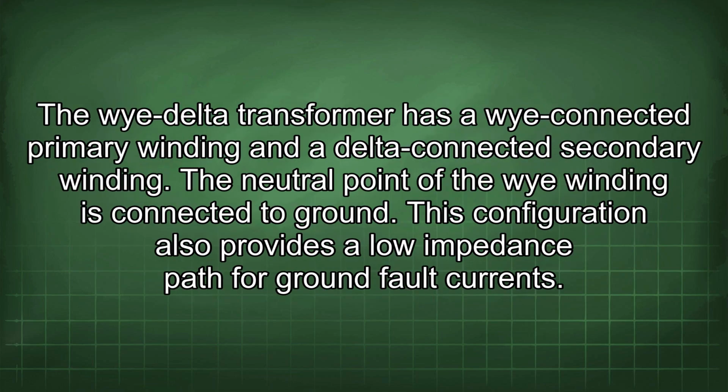The Y-delta transformer has a Y-connected primary winding and a delta-connected secondary winding. The neutral point of the Y winding is connected to ground. This configuration also provides a low impedance path for ground fault currents.